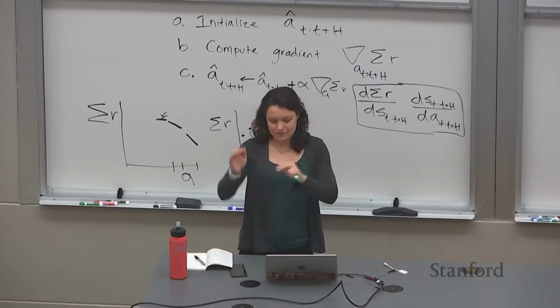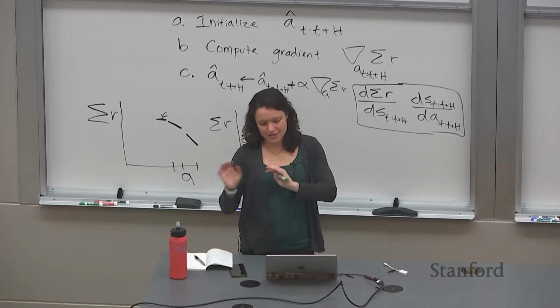Like if it's a discrete reward function, then getting the gradient might be challenging.